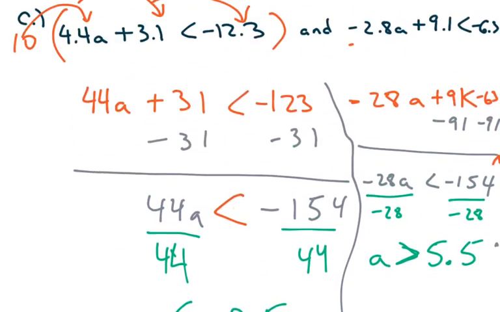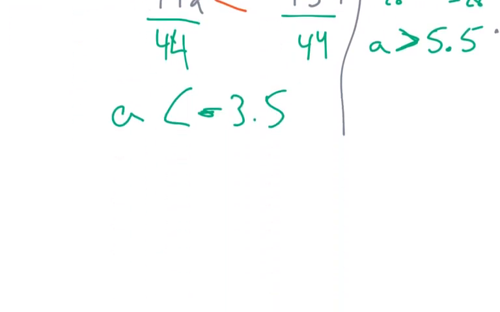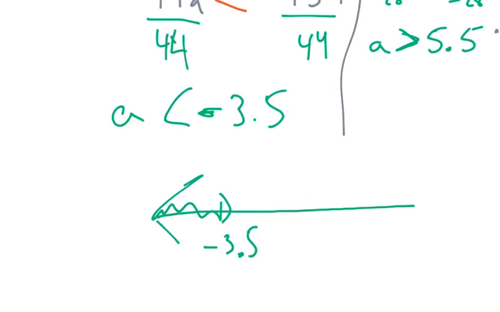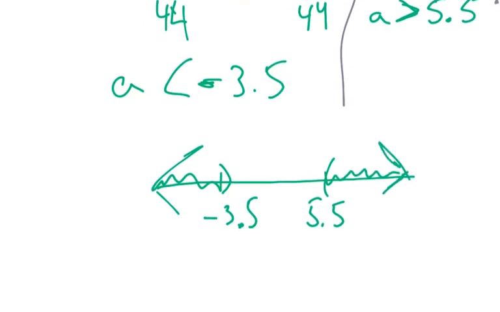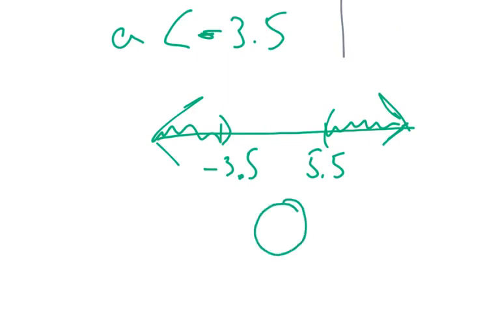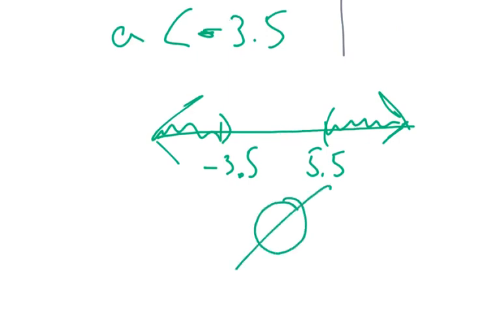Okay, so we are saying and, so we're going to do what they have in common. So the first one is less than -3.5, and the other one is greater than 5.5. So we can see here that they actually don't share anything in common, so when this happens, we get the empty set. So hopefully that makes sense. On to the next one.